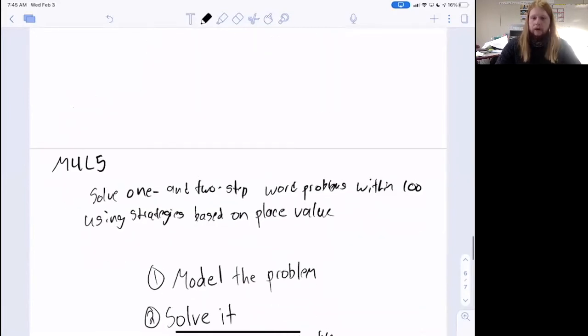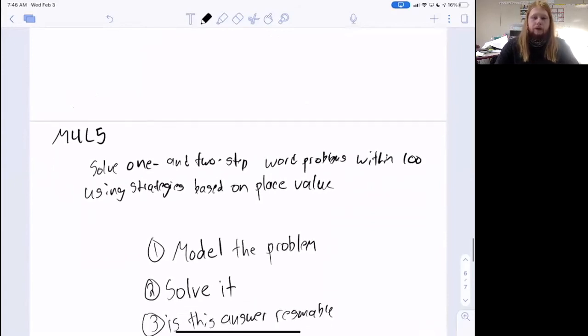So we're going to be working for our Module 4, Lesson 5. We're going to be working on Week 23, Part 1 continued. So we're going to solve 1- and 2-step word problems within 100 using strategies based on place value.